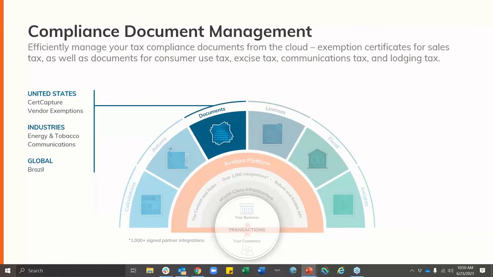And Rachel mentioned the value of Cert Capture. Again, I was going to say, for those of you on the phone that are manufacturers and distributors, this is your greatest audit risk for exempt sales. Cert Capture basically manages the life cycle of exemption certificates for sales, consumer use, excise, communication, and lodging taxes, collecting the certificate directly from the customer through automated email campaigns. It stores them, and you can retrieve those certificates online very easily, especially during audits.